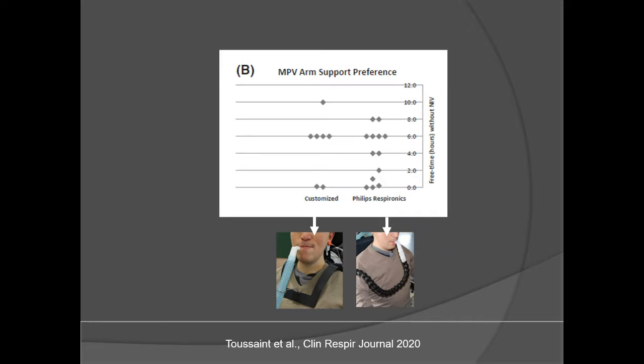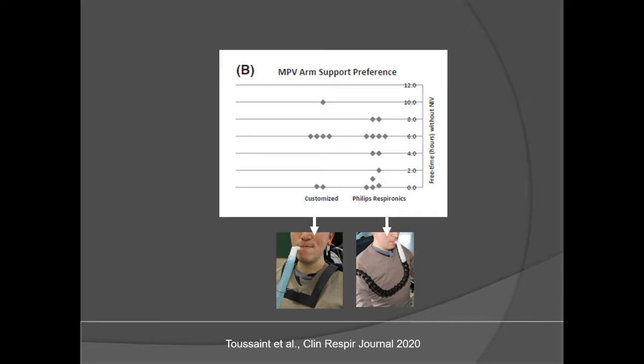It is the reason why we prefer customized systems that are placed on the patient's shoulders. When it is placed like this, the mouthpiece is coming in front of the lips. And when the patient is moving, the mouthpiece follows the movement of the patient. So the question we asked patients is, which one do you prefer?